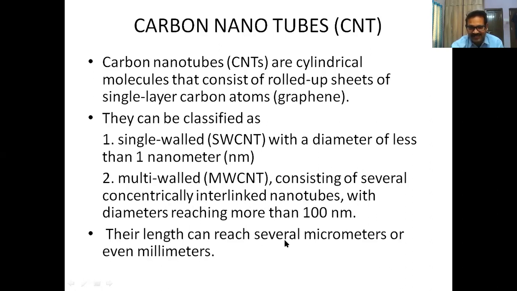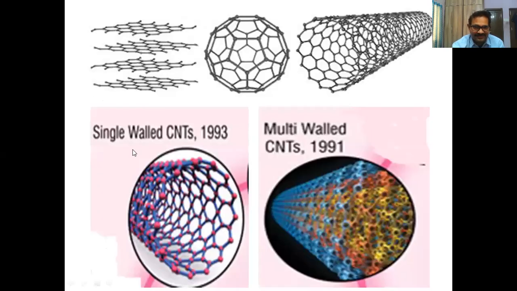So their length can reach several micrometers to even millimeters. So the size is very big. When you observe the size to diameter ratio, the length is in the range of lakhs while the diameter is in nanometers. So lakhs to 10 lakhs to 1 is the ratio you can see. So this is a graphene sheet. This is a fullerene, a spherical bucky ball. Buckminster fullerene, a bucky ball, and it is a nanotube.